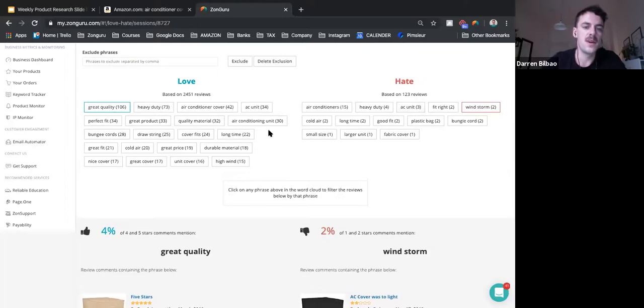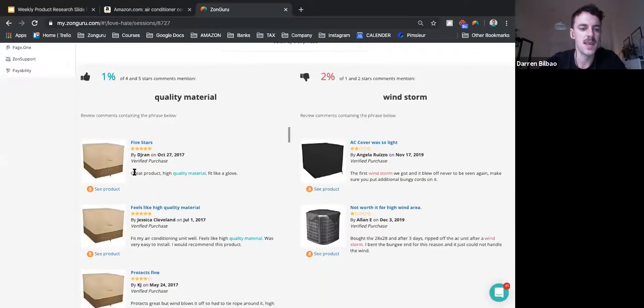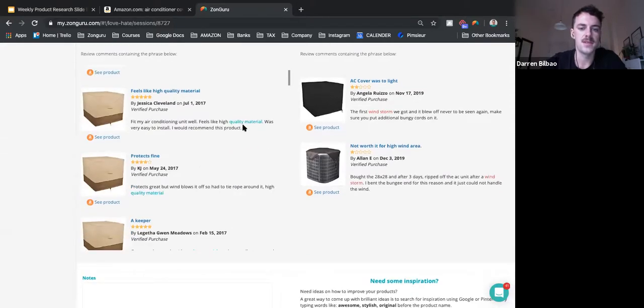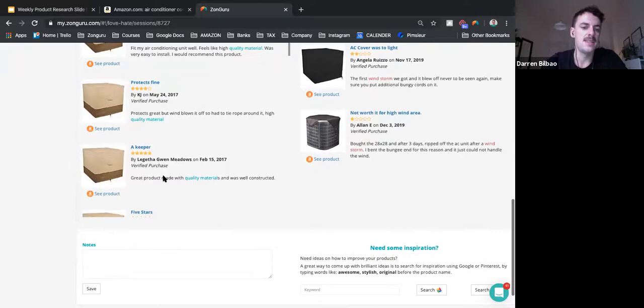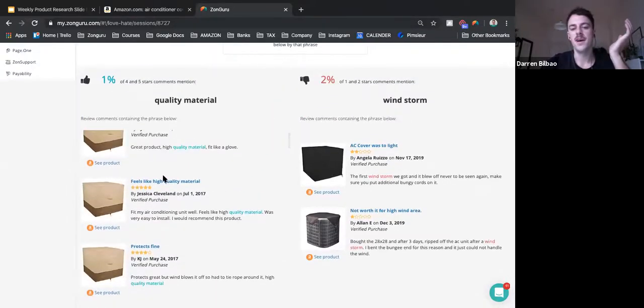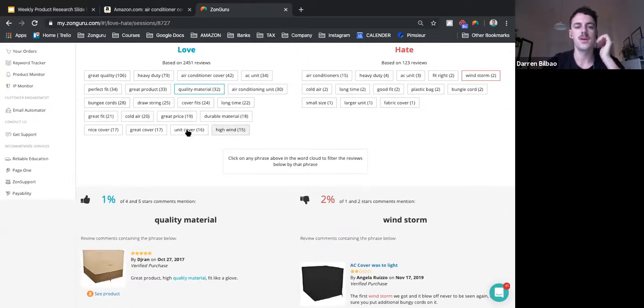We also want to figure out what people are really, really loving about the product. So we'll click on, for example, quality material. What's this quality material they're talking about? Great product, high quality material, fits like a glove, perfect. Feels like high quality material, and it's not getting worn out in the weather, for example. So it's really important to go through and click on a lot of these different keywords and scroll through.